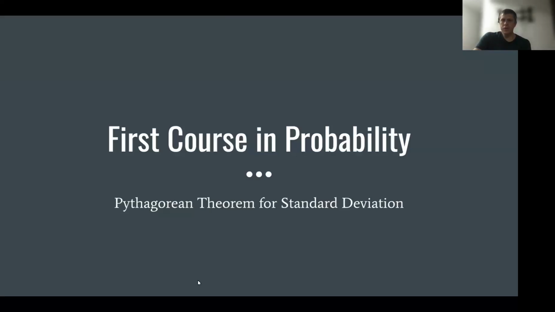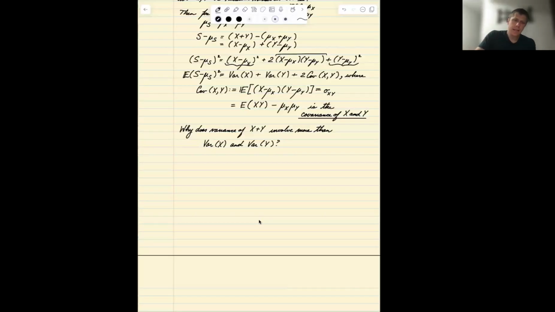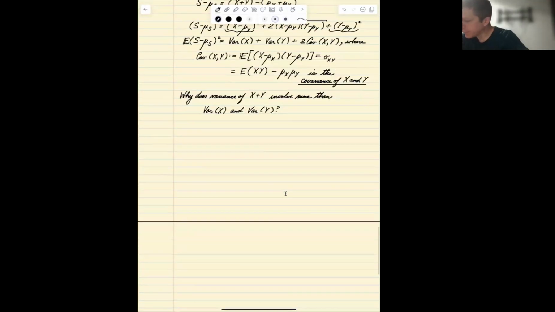Okay, so the natural question we have when we first come across covariance, the definition of covariance, and where it comes from, in terms of when we're calculating variances of sums of random variables, is why is there an extra term in there? And the reason is, well, we can illustrate this through what we call the Pythagorean theorem for standard deviation.